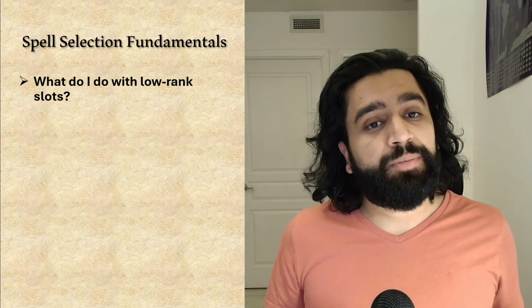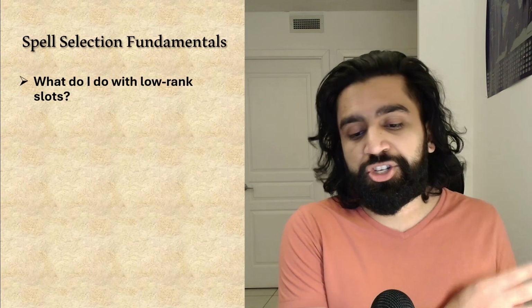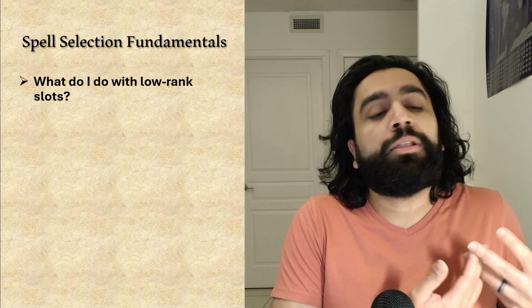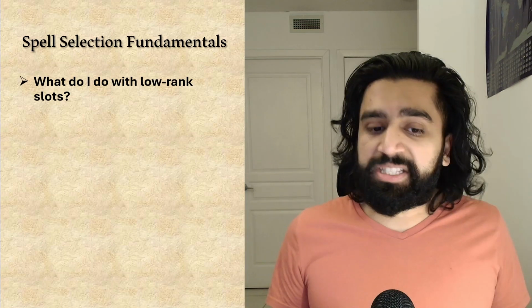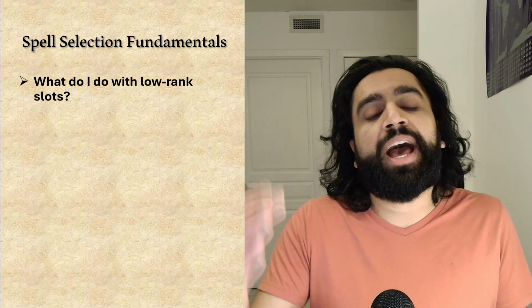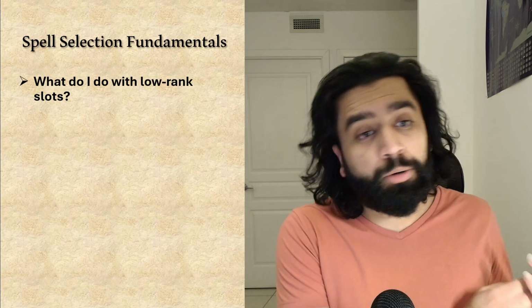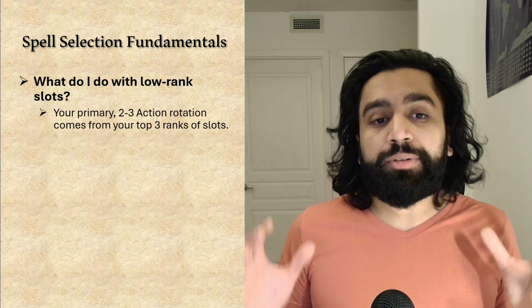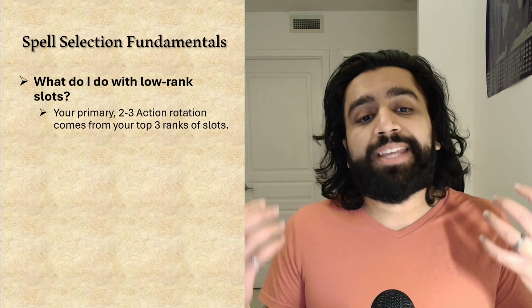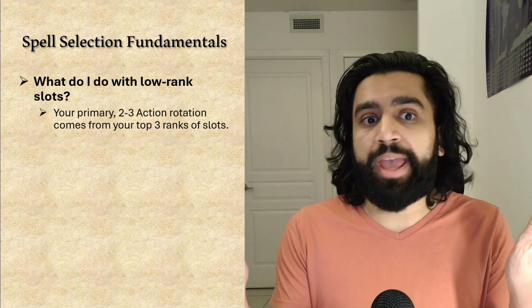So the next step is, what do I do with my low rank spell slots? You can use the roles I mentioned before to figure out a lot of what you will do with your higher rank spell slots. You will fill it out with blasts, and then at higher levels, you will either start heightening those blasts or replace them with better blasts. But what do you do with those lower rank spell slots? Generally speaking, your best in combat 2 to 3 action spells come from your top 3 ranks of slots.